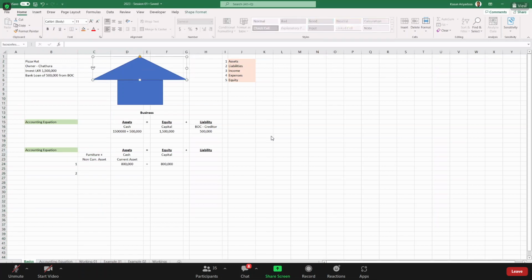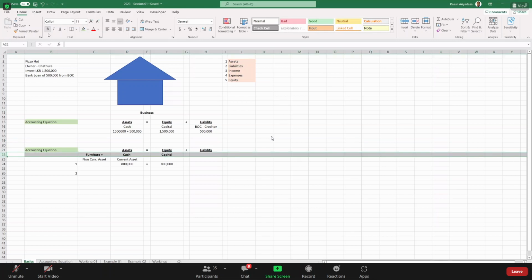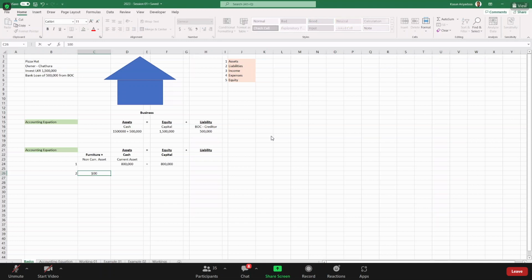Right. Now we got furniture to the business, and that amounts to 100,000. And it affects our cash. So we paid cash 100,000 to get the furniture. So our cash will reduce by 100,000. And there will not be any impact for our capital, no change in the capital. Capital will stay as 800,000.